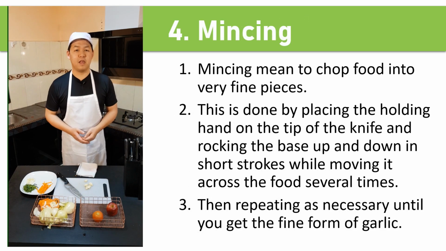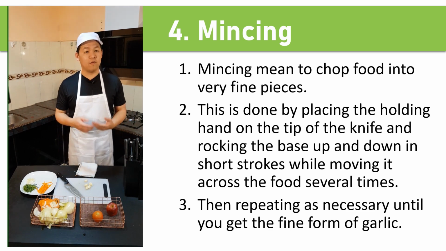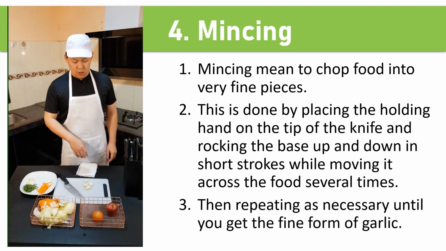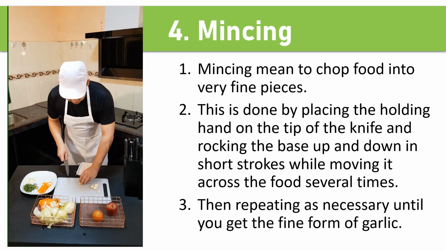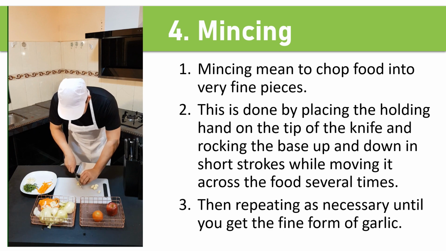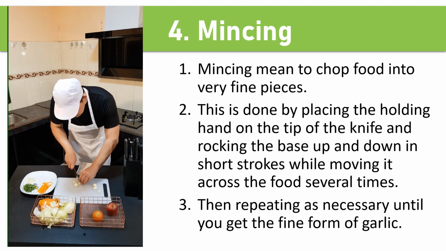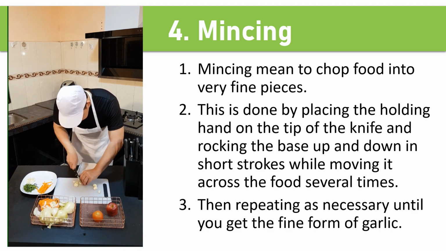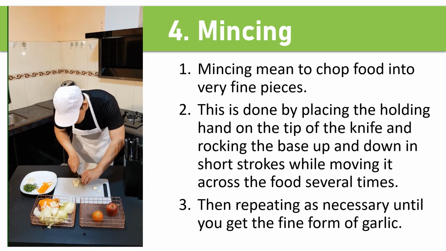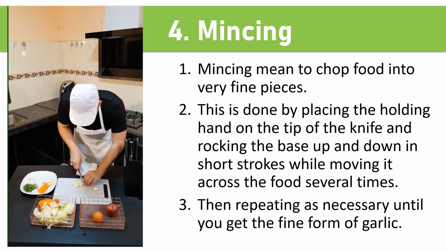Next is mincing. Mincing means we are going to chop our food into very fine pieces. So for this purpose, I'm going to use garlic as the food to be minced. First of all, you just slice, you just cut down your garlic into small pieces. Remember to use a proper claw grip in order to avoid any injury and to make your work faster.